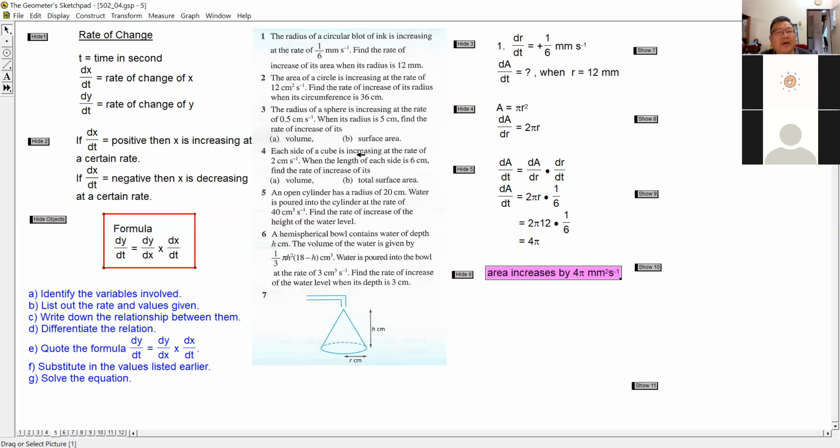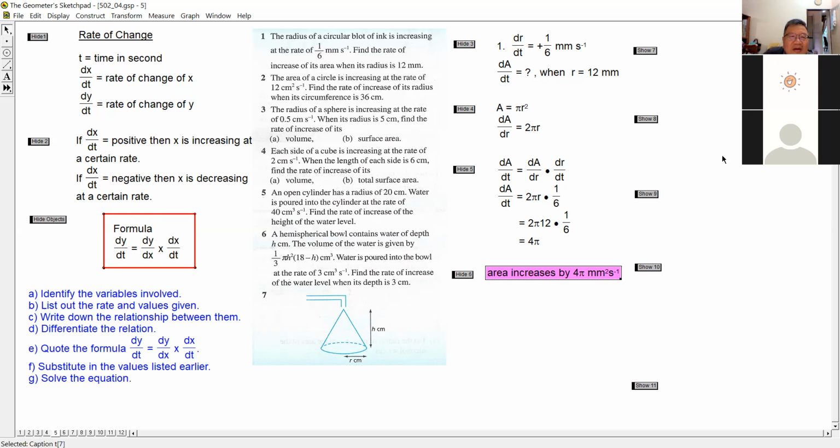Now you read question number 2. Who wants to read question number 2? I can read, but then if I read, you cannot follow. So you read, then you can follow. Someone read aloud. The area of a circle is increasing at the rate of 12 cm square per second. Find the rate of increase of its radius when its circumference is 36 cm. Oh, this one has many variables. What are the variables involved?